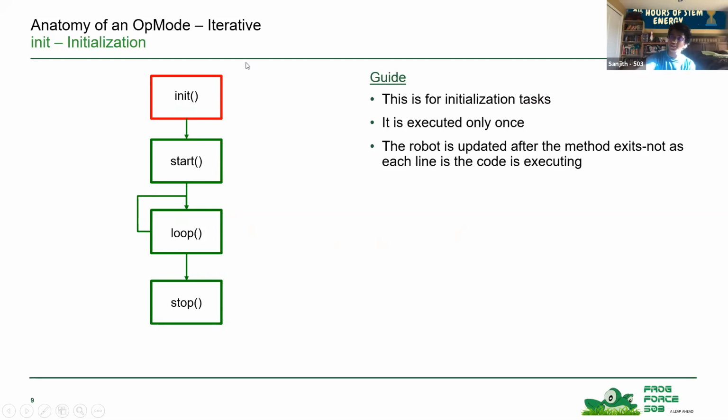So just going through it again. Init is for initialization tasks, and it's run only once. Why do you need init? Let's say you have to reset the encoders on your motor, or you want to make sure that the robot is in a certain position before it starts running the teleop. You can think of init as a setup function. It's getting the robot ready for the actual teleop mode, but it's not actually running the teleop. Does that make sense?